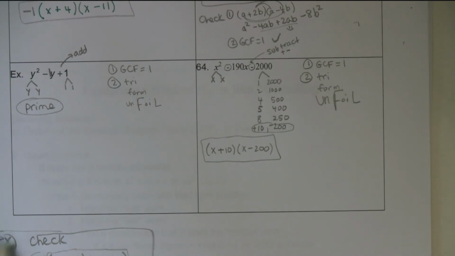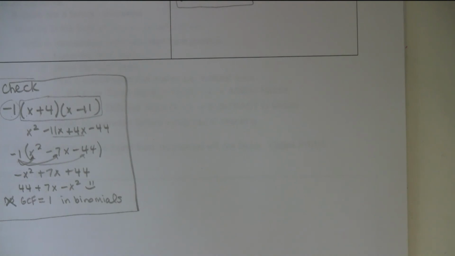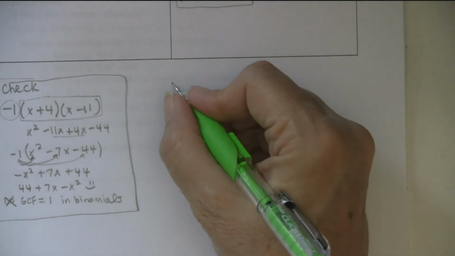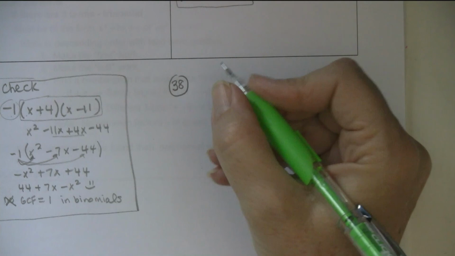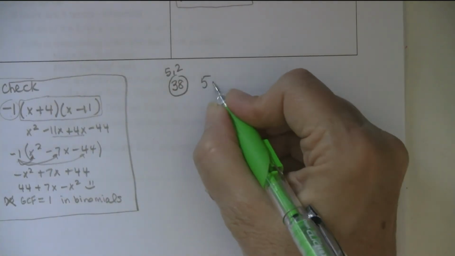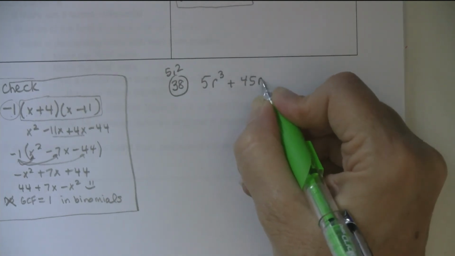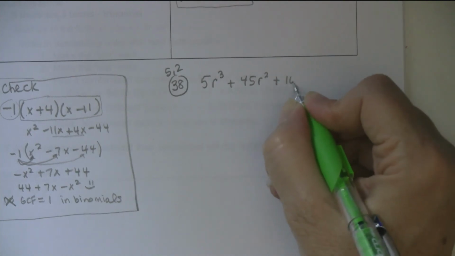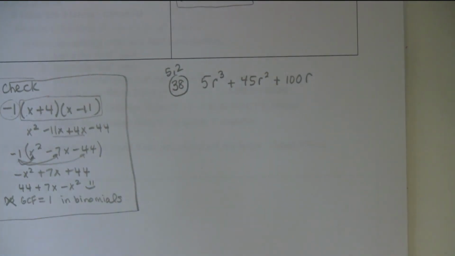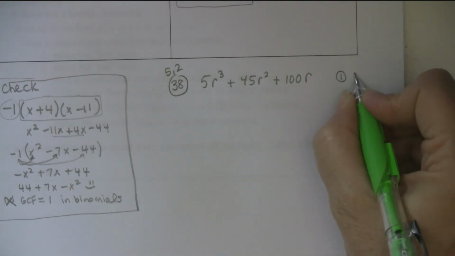Okay, so we did a lovely job on that, and we still have some room right here, and for some reason I didn't have one, so I want to make sure that I do have one. This is out of your book, number 38 on section 5.2, the section we're looking at: 5r cubed plus 45r squared plus 100r.